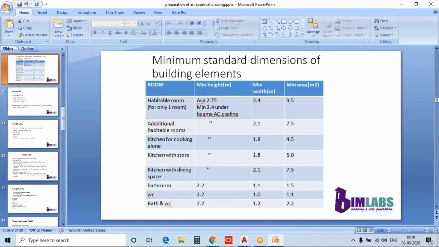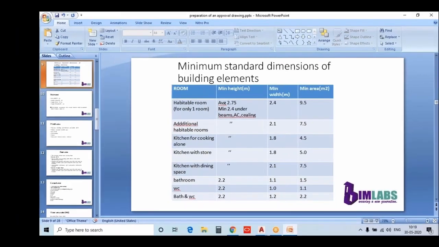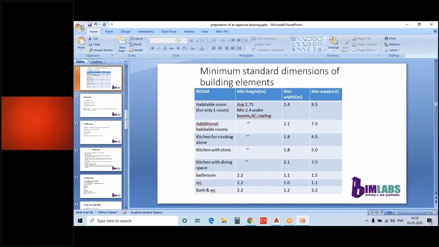And if there are additional habitable rooms, the height requirement is the same as above. That is, we have to provide an average of 2.75 meter or a minimum of 2.4 meter under beams, AC or ceiling. The minimum width is 2.1 meter, but if it is only one room, we have to provide a minimum width of 2.4 meter, and the minimum area should be 7.5 meter square.